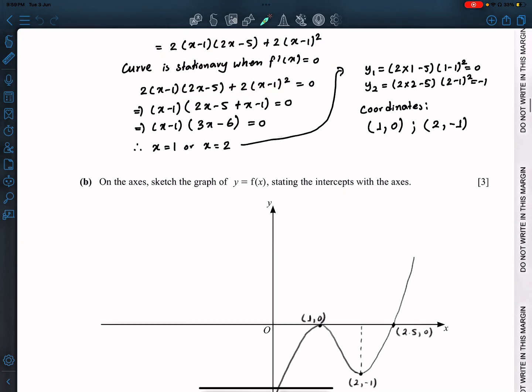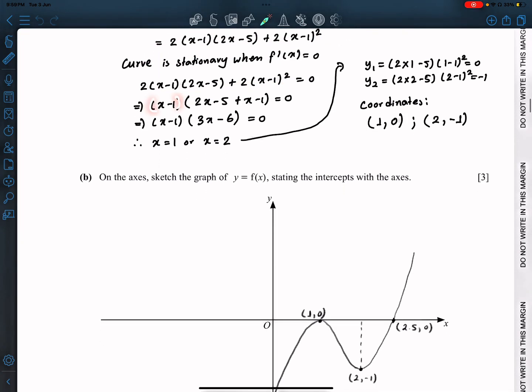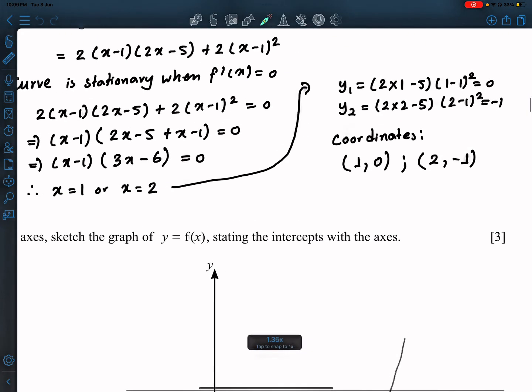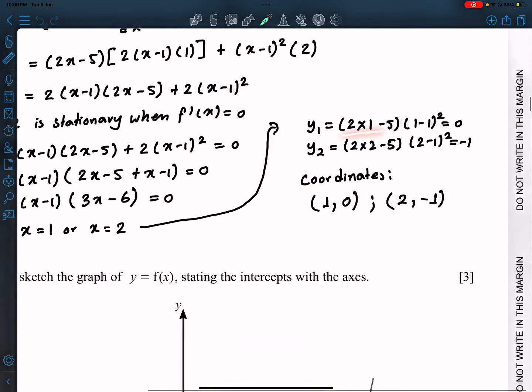So once it's equal to 0, what we can do is take x minus 1 common. As you can see, it's a common term between these two terms. Once we simplify, we see that x minus 1 times x minus 3 twice x minus 6 is equal to 0. So x is either equal to 1 or x is equal to 2. Once we input that into our y equation, we find the coordinates to be 1, 0, and 2, minus 1.